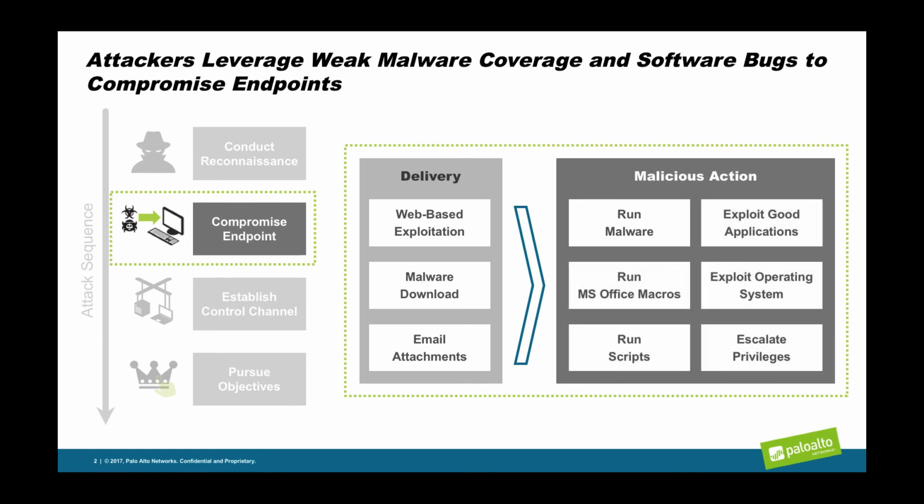They can run malware, run macros that are embedded in Office files like Word and Excel docs, run scripts like PowerShell, JavaScript, or others, exploit good applications, or exploit the operating system itself, and escalate their privileges so that they can hijack system processes and resources they normally wouldn't have access to. In order to be successful, an attacker will typically combine several of these methods.